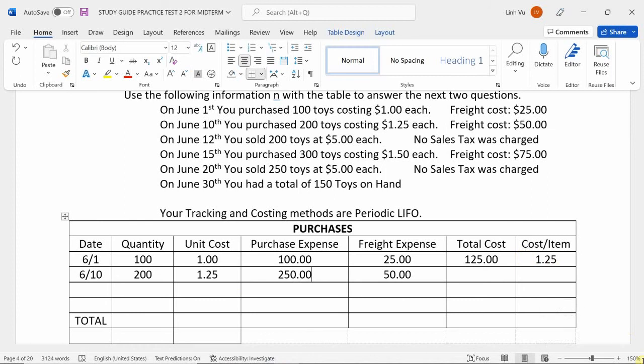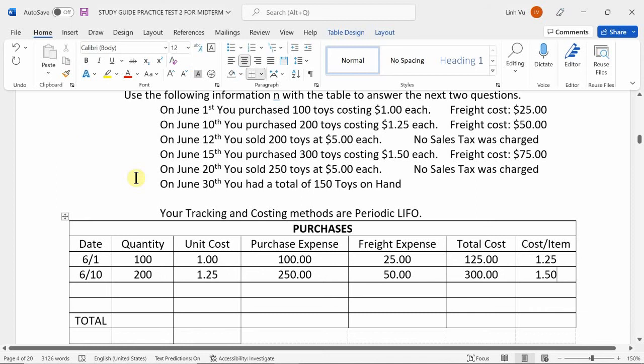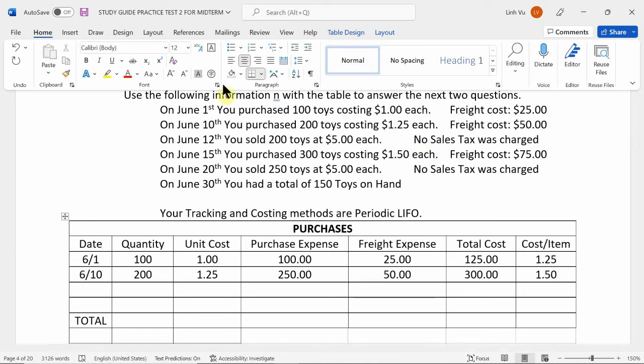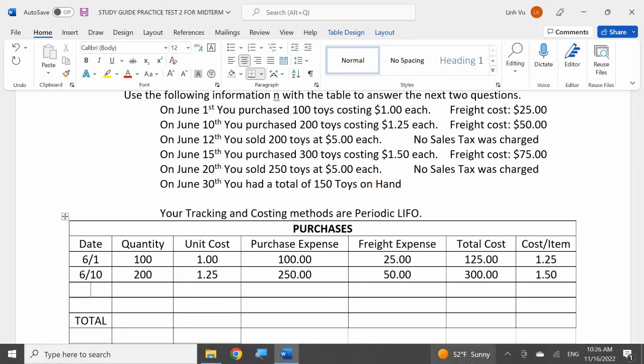Plus 50 is going to give you a total of $300. Divide that by your 200, should give you $1.50. Okay. On June 12th, you sold 200 toys at $5 each. In this case, we're doing periodic inventory, so we don't care about our sales. So we could skip that one and move right forward to June 15.